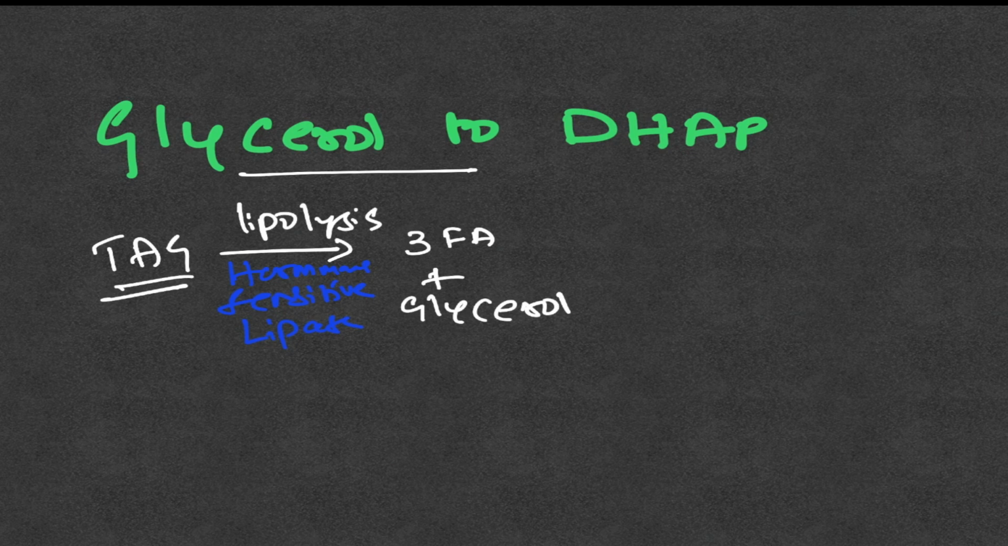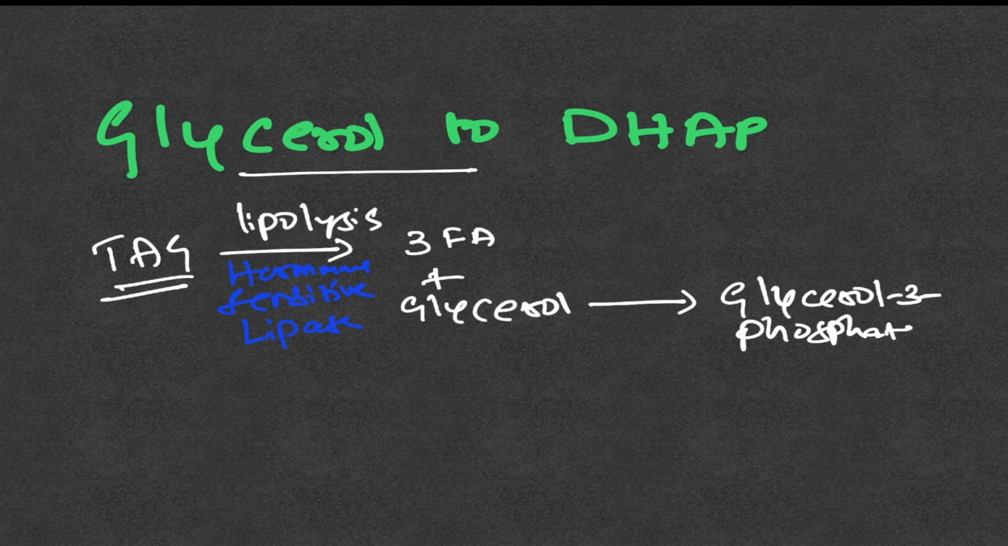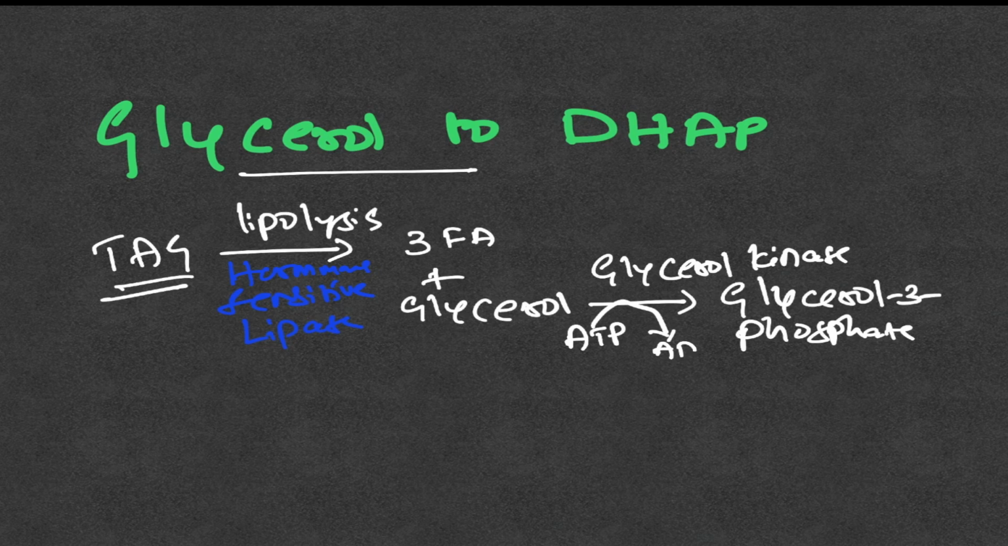This glycerol enters the blood and is taken to the liver, and in the liver glycerol is converted to glycerol 3-phosphate. That is the first reaction, done by the enzyme glycerol kinase. Glycerol kinase uses ATP and releases ADP, so there is a consumption of ATP there. That is how glycerol is converted to glycerol 3-phosphate by glycerol kinase.